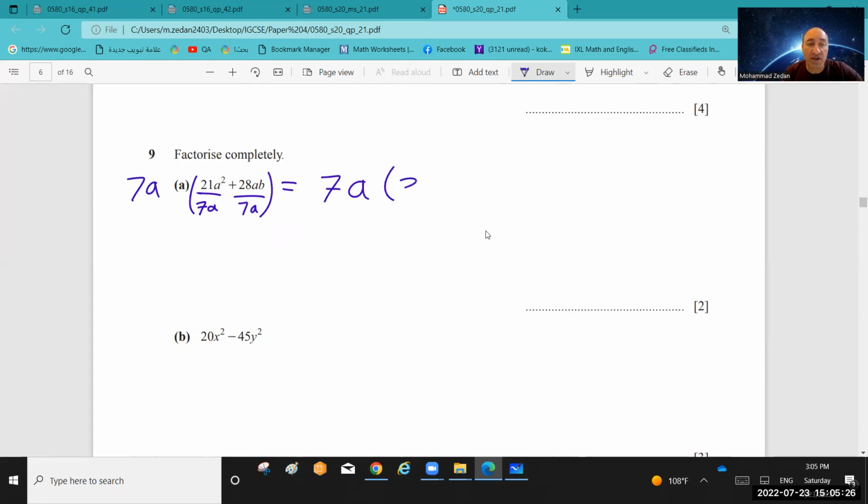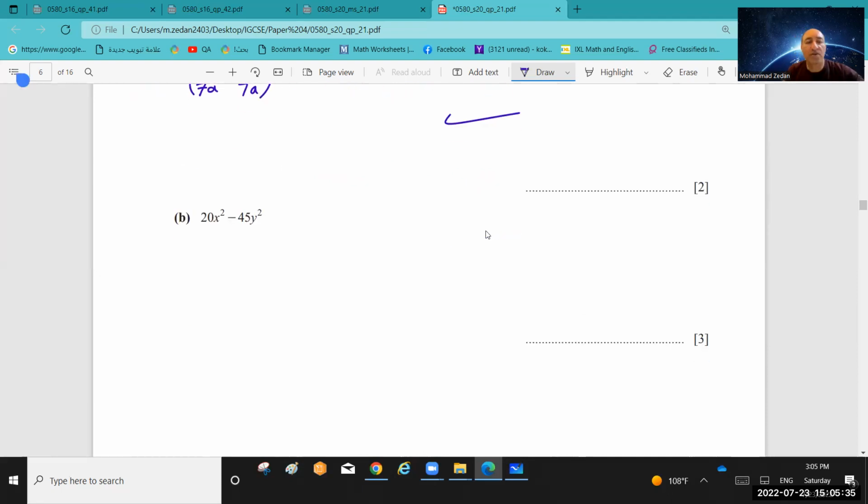21 over 7 is 3. A squared over a is a, plus 28 over 7 is 4. ab over a is b. That's it. Very easy. Also do the same here. These two terms are divisible by 5. Only divisible by 5.